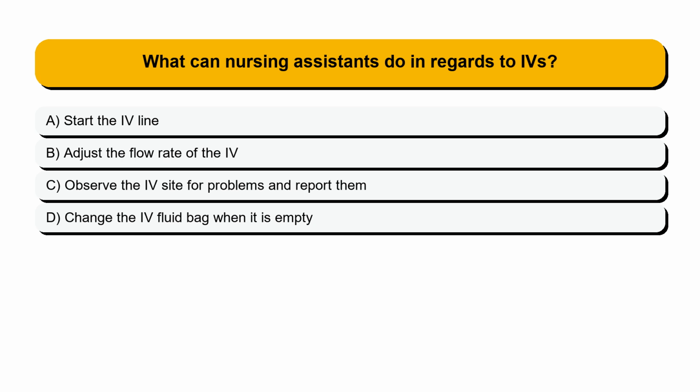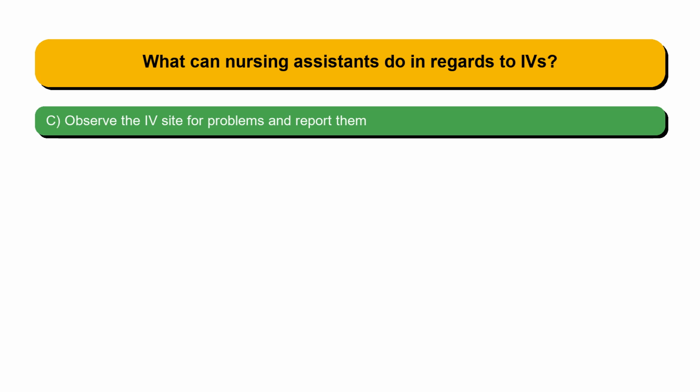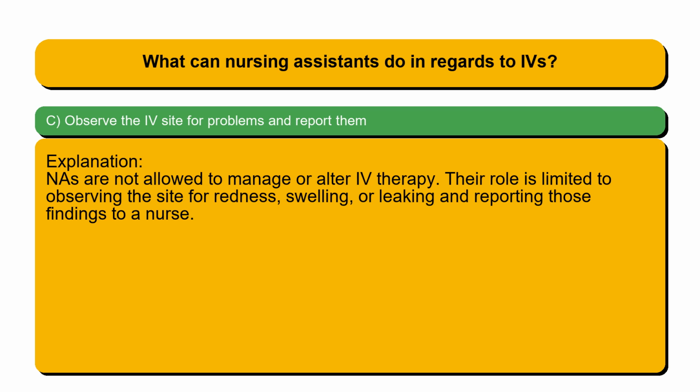Question 72. What can nursing assistants do in regards to IVs? Option A, start the IV line. Option B, adjust the flow rate of the IV. Option C, observe the IV site for problems and report them. Option D, change the IV fluid bag when it is empty. The correct answer is option C, observe the IV site for problems and report them. NAs are not allowed to manage or alter IV therapy. Their role is limited to observing the site for redness, swelling, or leaking and reporting those findings to a nurse.